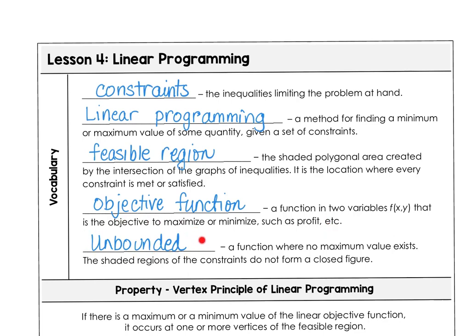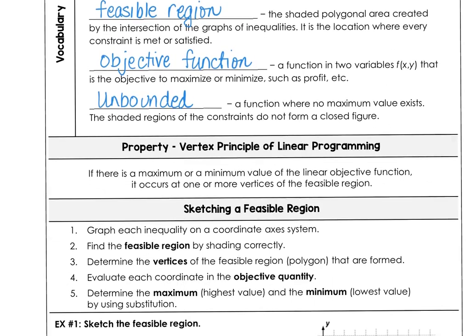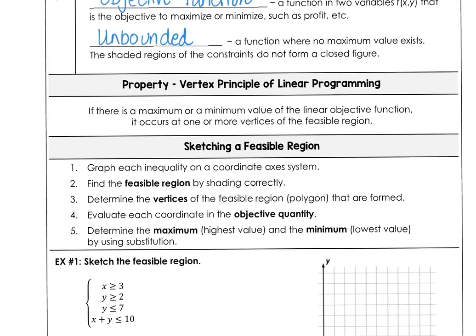And you can have an unbounded region by having a function where there's no maximum value, and the shaded region of the constraints doesn't form that closed figure of a polygon. So let's jump in and look at some of these situations. We're going to be using the property called the vertex principle of linear programming. That property says if there is a maximum or a minimum value of a linear objective function, it has to happen at one of the vertices of that polygon region called the feasible region.